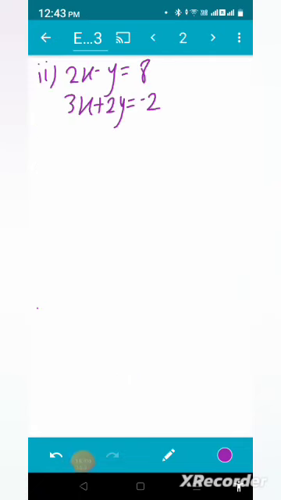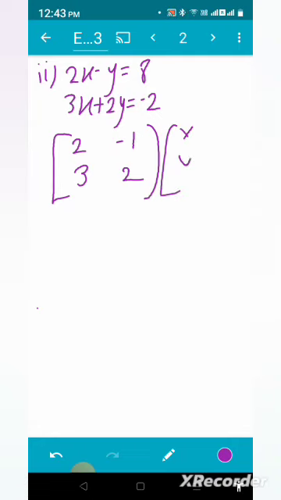Similarly, the second part also has two equations. From this we take the coefficients of x and y as a matrix 2, minus 1, 3, 2 into x y is equal to 8, minus 2.